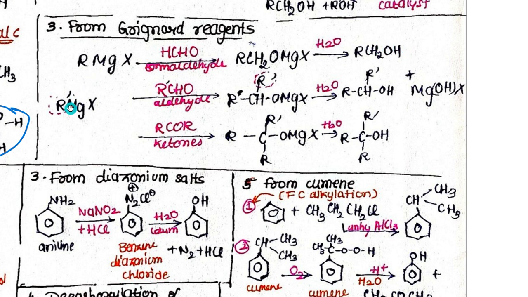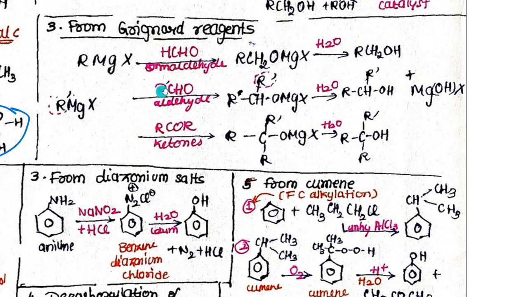Now again, if I have a Grignard reagent, to give an alcohol, we need one more Grignard reagent like R'MgX. So this R'MgX, I am reacting with RCHO, which is an aldehyde. What is happening? We got CHRR'OMgX. Again, you can see we are left with only one hydrogen in RCHO.